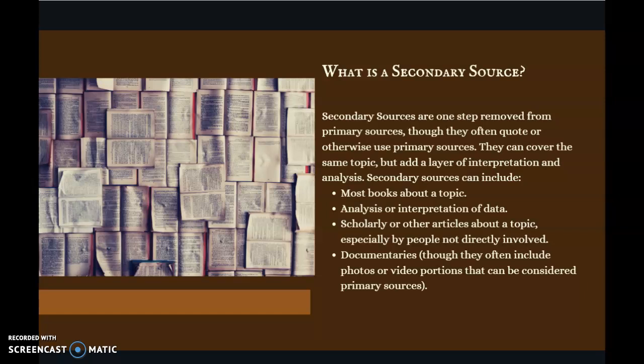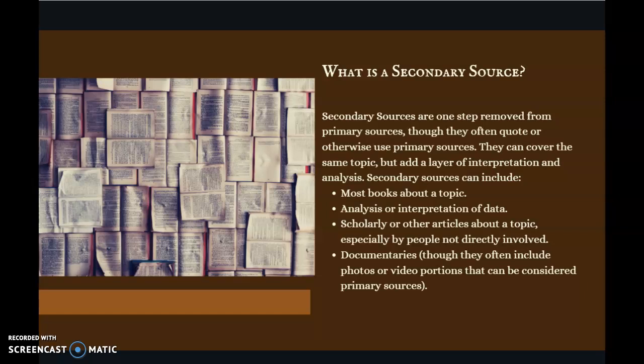Scholarly or other articles about a topic, especially by people not directly involved. You see this a lot, less maybe with some of your high school teachers, maybe some, but in college, when you have professors, most of your professors do scholarly research on the side for the universities or colleges that they're working for. And they will write articles that will be published for other people in their field of work or just people interested in the topic will want to read. These are considered secondary sources.